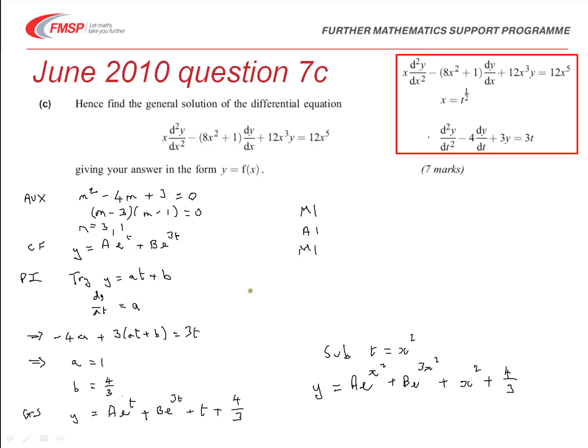Trying your particular integral as at plus b or something of that form will give you a mark, and then obtaining the correct values for a and b gives you a mark, and then stating from that what the general solution is for the differential equation relating y to t will get you a mark, and then finally substituting back for t in terms of x squared and writing down the correct general solution for the originally second order differential equation gives you your final mark to give you your 7 in total.